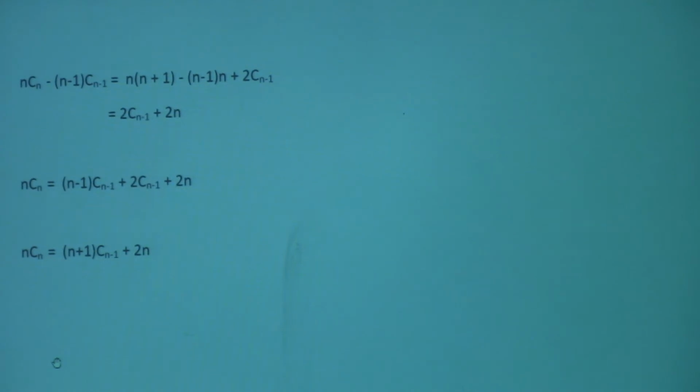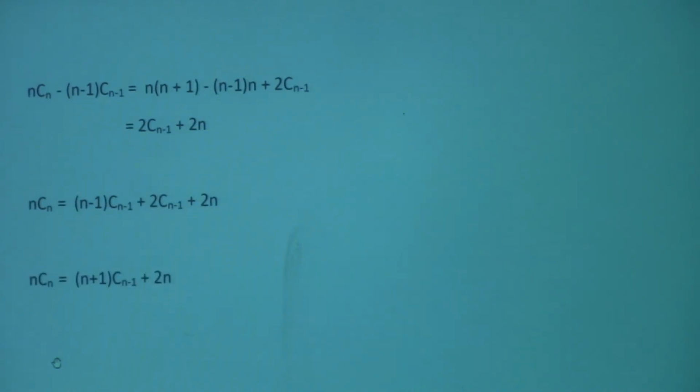So now we have this expression, okay? And then this can be combined. Notice that we have n times n plus 1 minus n minus 1 times n, so this can be combined. We get 2Cn minus 1, and all of this just becomes 2n. So now we can simplify it some more, and then we solve for n Cn. It's equal to this, and then we simplify again.